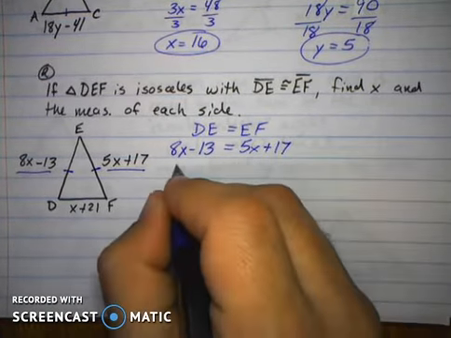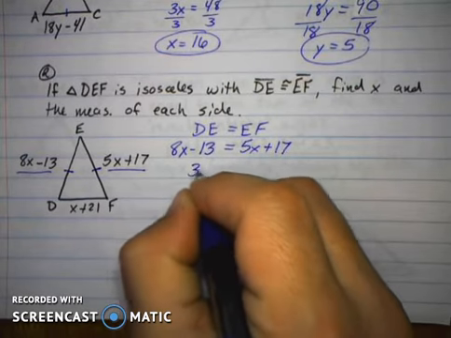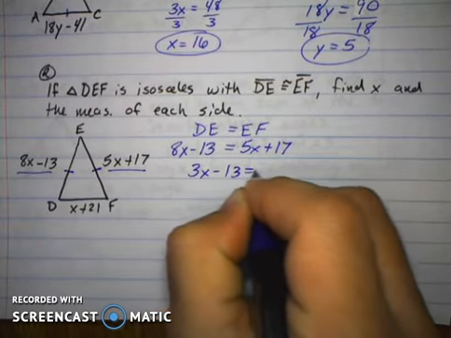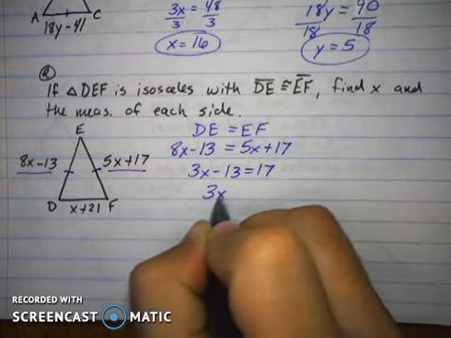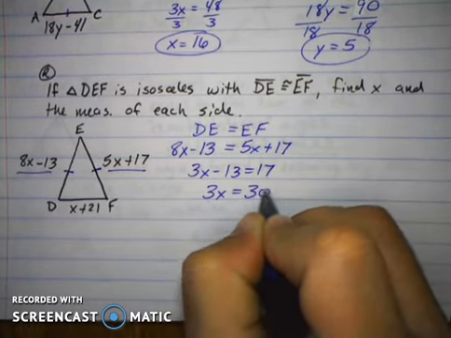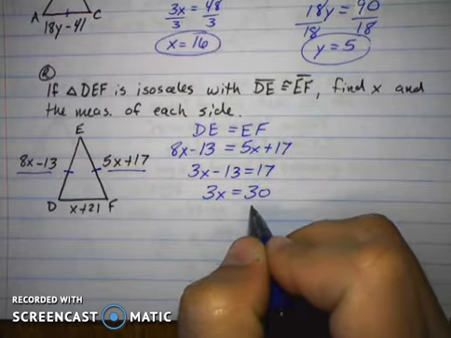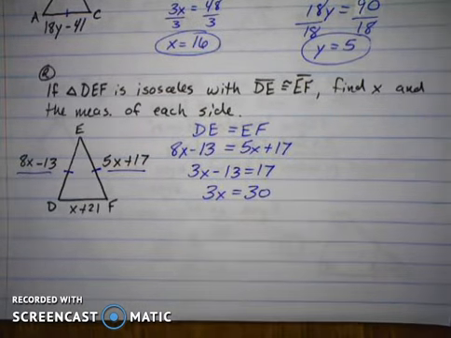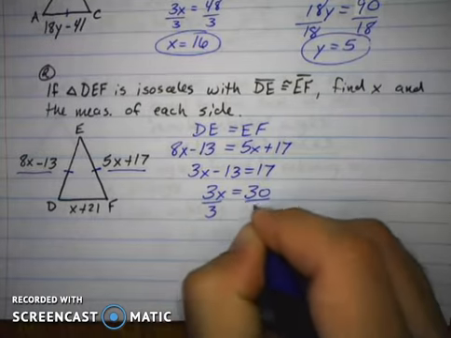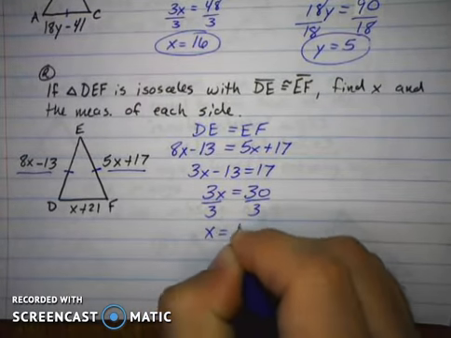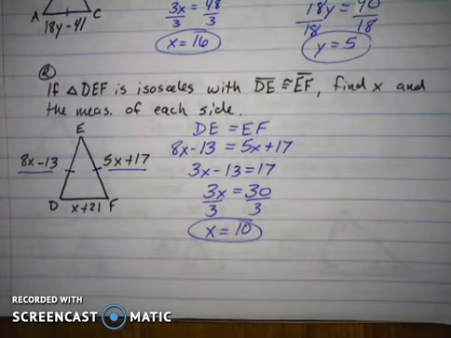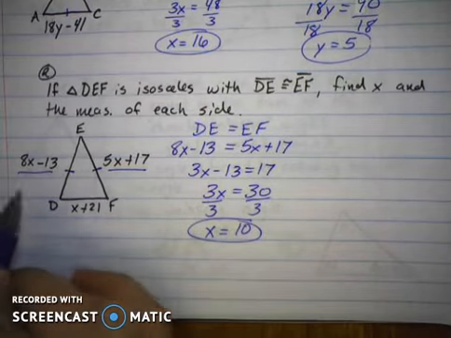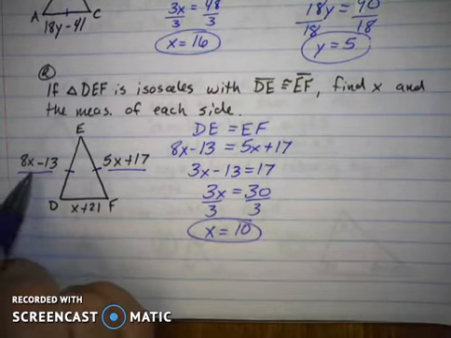Subtract 5x from both sides, we get 3x minus 13 equals 17. Add 13 to both sides, 3x is 30. And divide by 3, and x is 10, which is part of your answer. But you are supposed to plug back in and find the actual measurements. When I plug back in, I should get the same thing here and here.